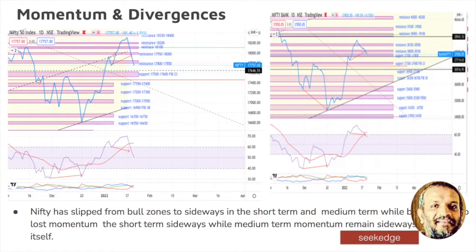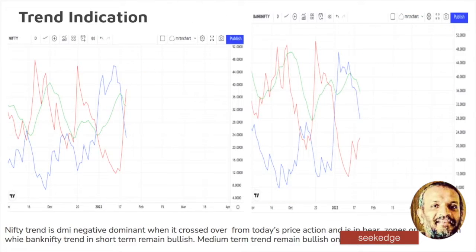Medium term also has gone to sideways for the Bank Nifty, but Nifty also has slipped to sideways in the medium term. That's what happened today. Divergence got nullified. No divergence, nothing. Monthly there was a divergence that was confirmed and it was moving up, but it's monthly, so it takes one month to confirm whether it can continue or not. But as of now, no other divergences and momentum is sideways on the short term.